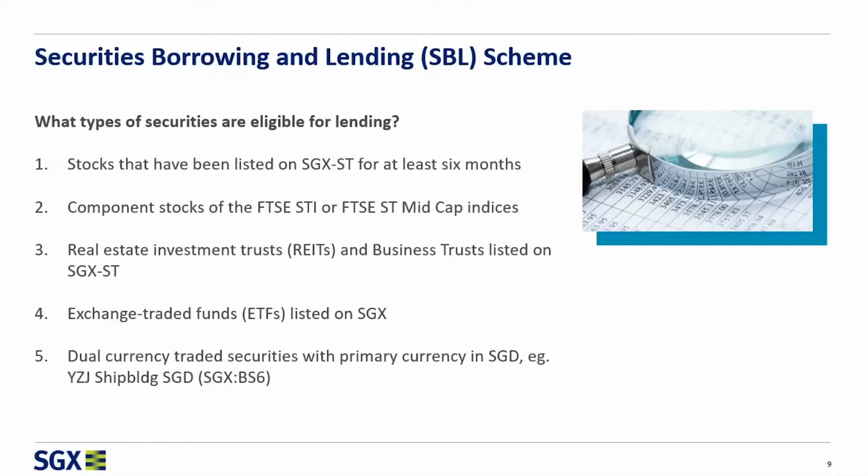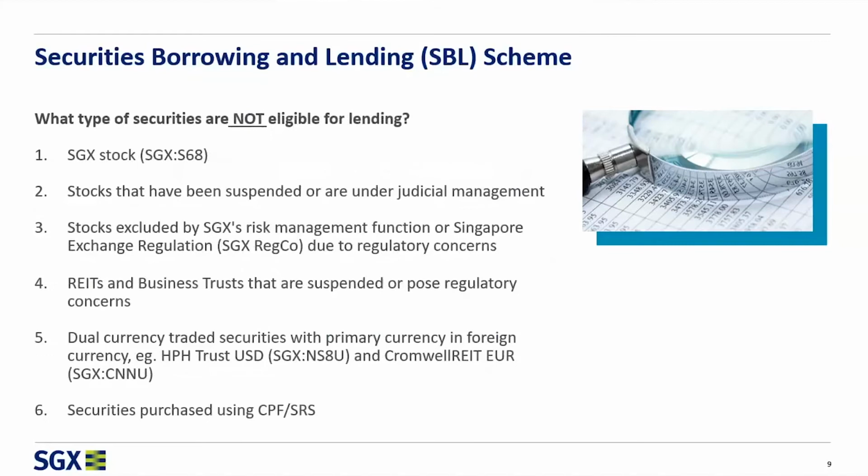Okay. Now we move on to securities that are not eligible for lending. First of all, SGX stock itself, SGX stock code S68, is not eligible for lending. Now, what are the implications of this? One of the simple implications that can affect you and me will be a situation where we, let's say, oversell SGX stock. Now, when can that happen?